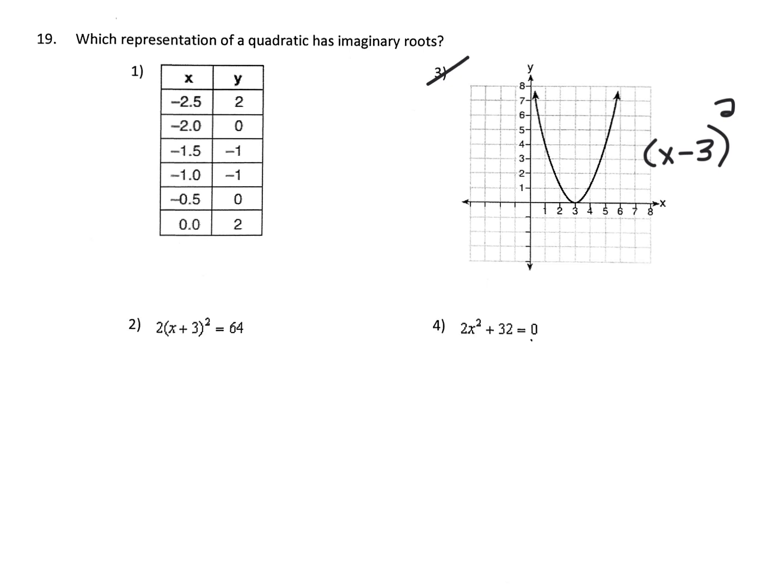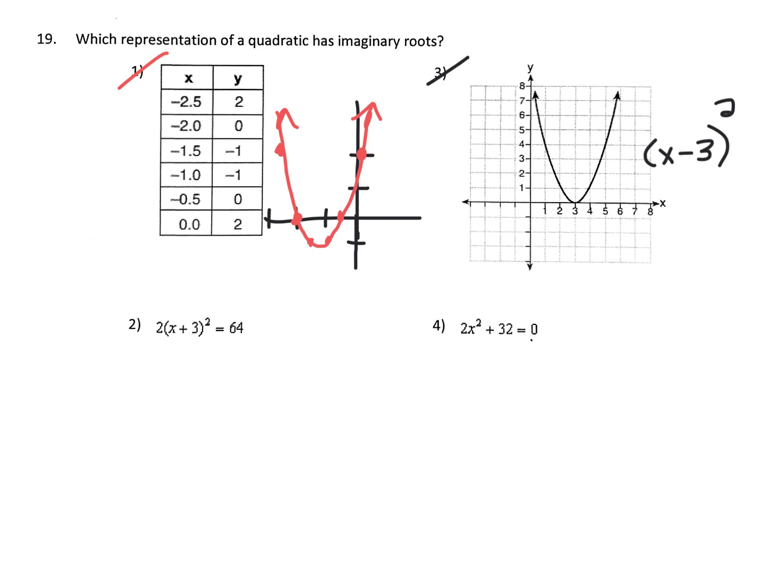Okay, if we think about what choice 1 says, I'm going to actually plot out these points. So what I did was I plotted these points. I went to negative 2.5 and up to positive 2 and put a point. Then I went back to negative 2 and 0 and put a point. So I plotted this. Now we can see this also has real roots because it is intersecting the x-axis. So choice 1 is not our answer either. So basically what we want to do is solve these two equations and see which one gives us a negative under the radical.